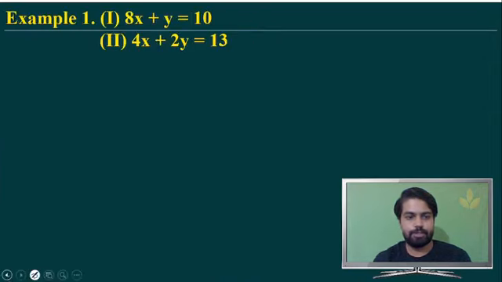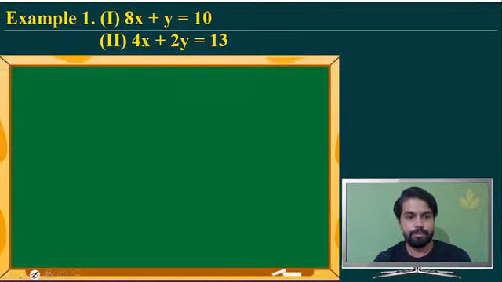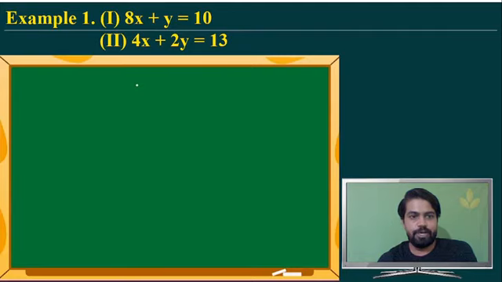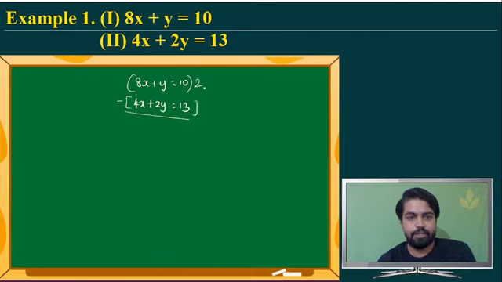So let's solve this question. We have to first find out the value of x and y, right? So it is 8x plus y is equal to 10, and we have 4x plus 2y equal to 13. So what I am going to do is eliminate y by multiplying this equation by 2 and subtracting. So what I get is, subtracting this entire equation, 16 minus 4 is 12x, y will be cancelled completely, and 20 minus 13. So x is equal to 7 by 12.